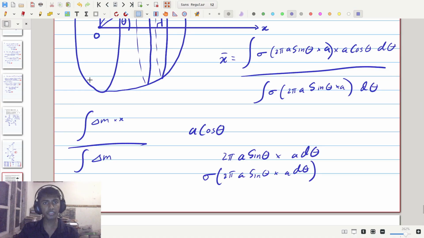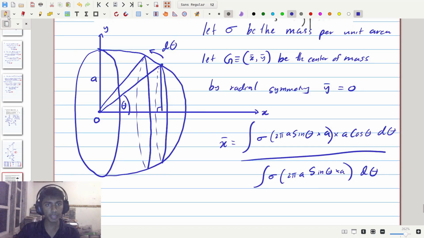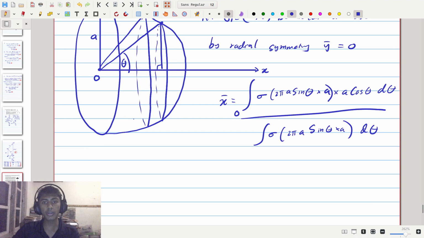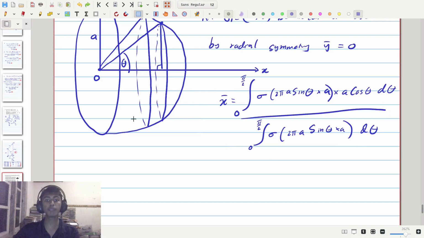Now considering the limits of this integral, if we look at the diagram up here, the smallest ring that we can create is this ring right here at the very end, and that ring gets created when the angle theta is about 0. And the largest ring we can create is this ring right here, and that ring gets created when the angle theta is 90. So therefore the limits here are from 0 to 90 degrees or pi by 2 radians, and here as well the limit is from 0 to pi by 2. So therefore this expression right here is going to give us the x coordinate of the center of mass of our object.